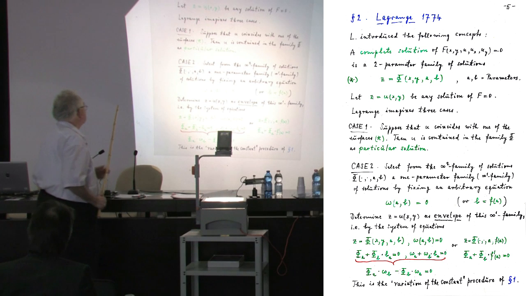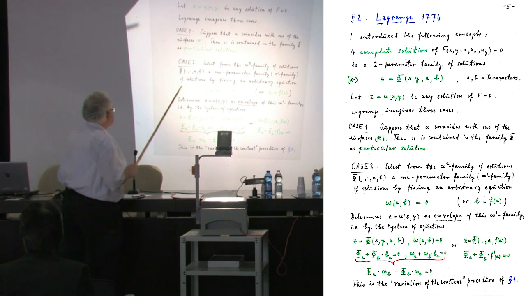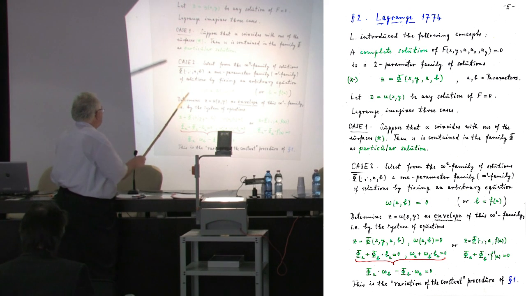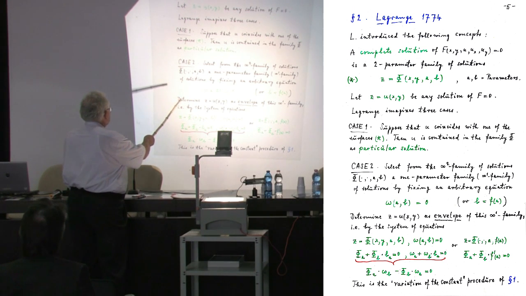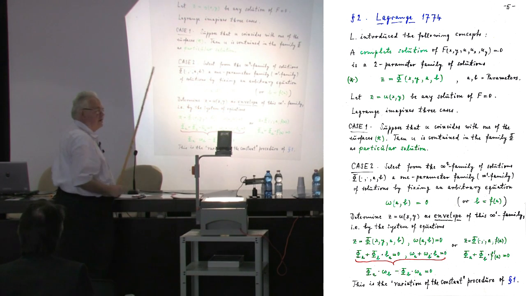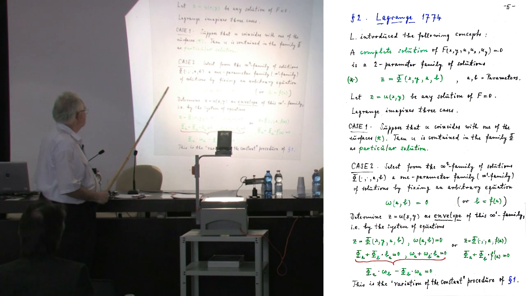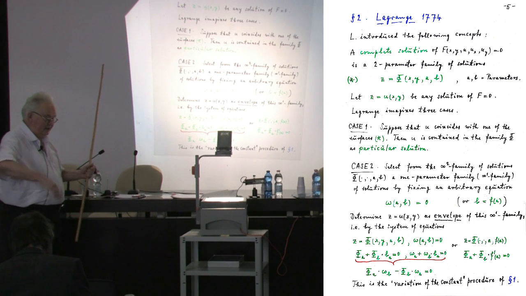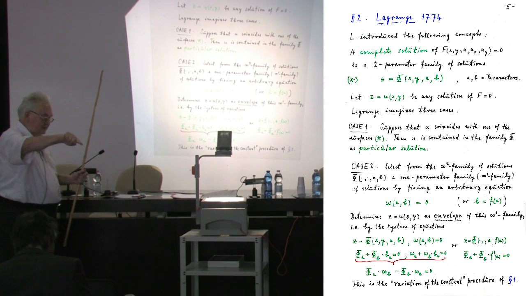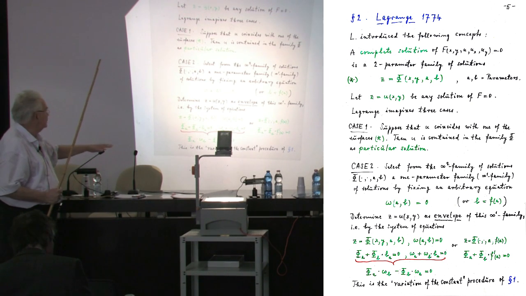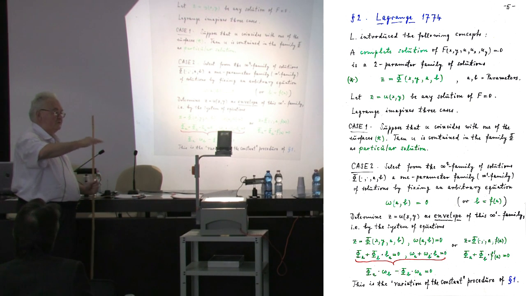Or case two, he selects from this two parameter family a one parameter family by fixing an arbitrary function omega of A and B being zero, or maybe B equals F of A, to connect it with the notation from what I talked about before. And so this is the AB plane, it's a line given by this. And to this line corresponds a one parameter family of surfaces, and then you take the envelopes.